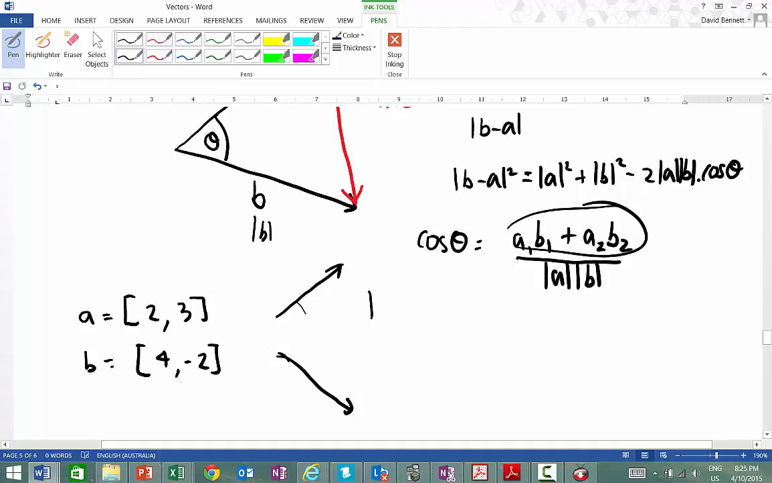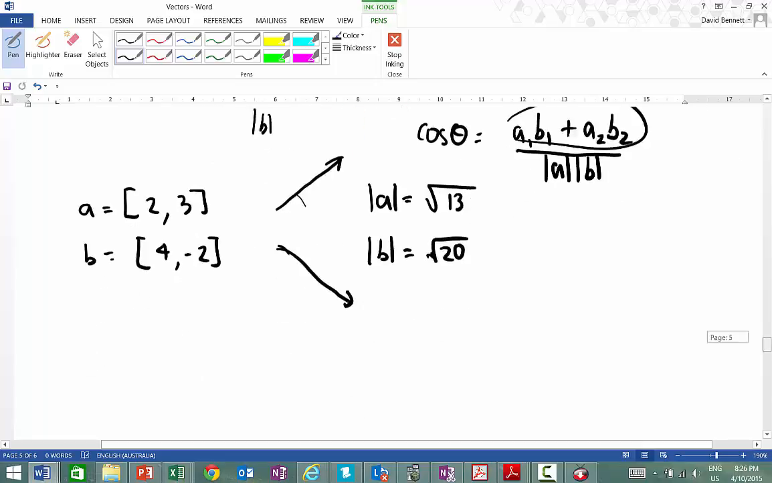So the first thing we have to do is find the length of A. That's going to be simply the square root of 2 squared plus 3 squared. That's going to be root 13. The length of B is going to be 4 squared plus 2 squared, which is going to be the square root of 20. Right, 16 plus 4. So that's my A and B.